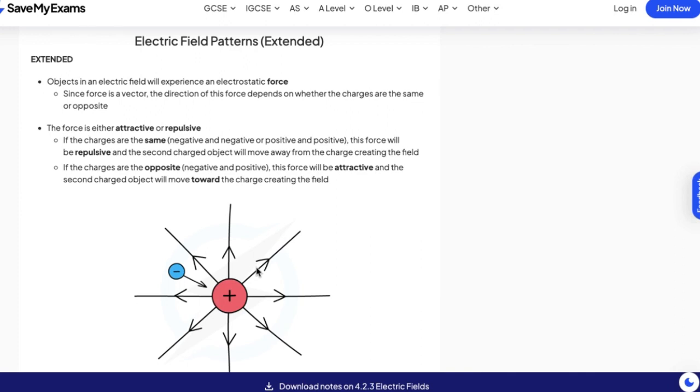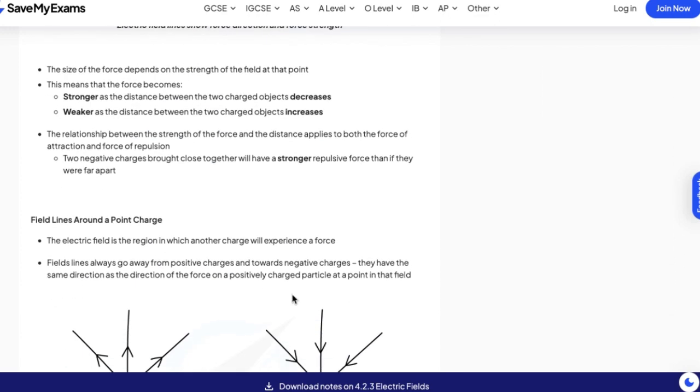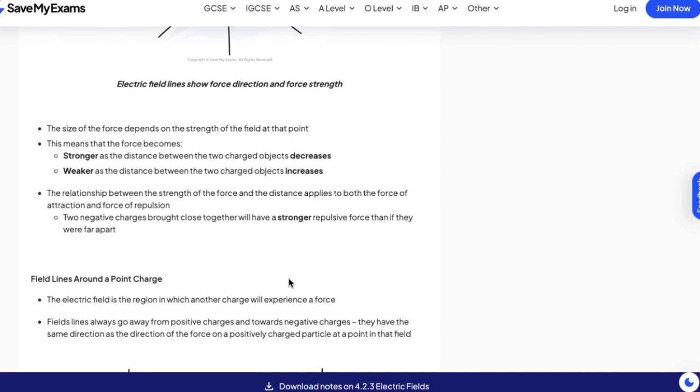The force could be attractive or repulsive, depending on the material you brought close to it. If the material has the same charge as the field, it will experience a repulsive force. If it's opposite, it will experience an attractive force.